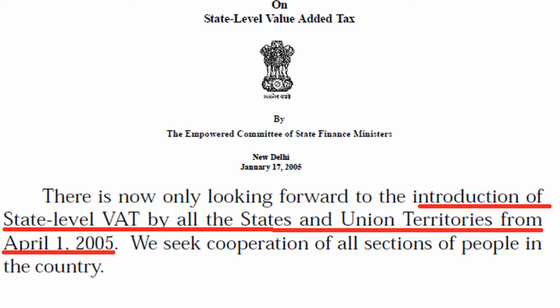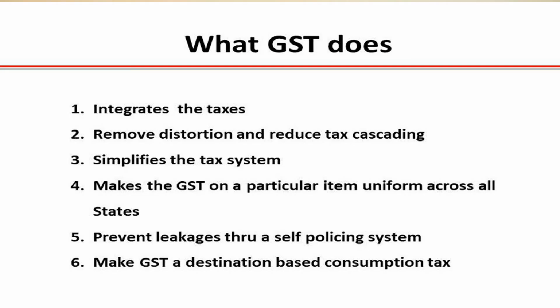Having got the CEDVAT for goods and services at the central level and the state VAT on goods in place, the next natural step was to integrate the central and state taxes through a GST. GST simply said integrates the state and central taxes. It simplifies, makes the tax uniform across states, and removes distortion and reduces tax cascading. GST makes the tax amount payable on a particular item uniform across all Indian states. So, GST was in the making for a long time.